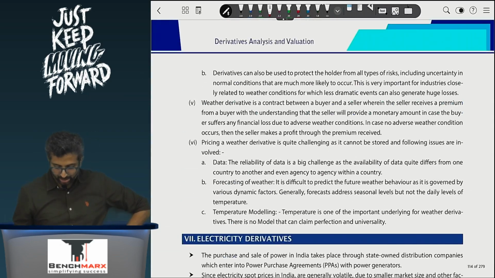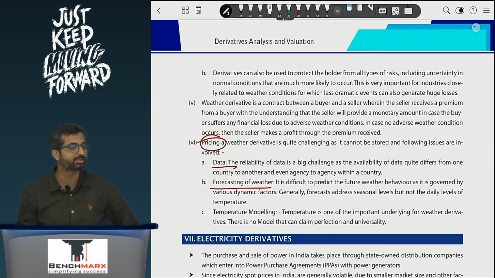These are usually linked to volumes. The problem over here for pricing a weather derivative is data, forecasting of weather. आपसे अच्छा कौन समझे? Weather forecasting, right? Okay, so over here, अपने यहाँ पे forecast काफी accurate निकलता है. Usually they come after the rain has happened.